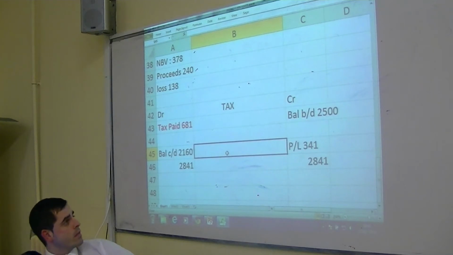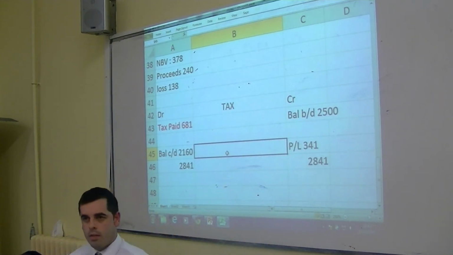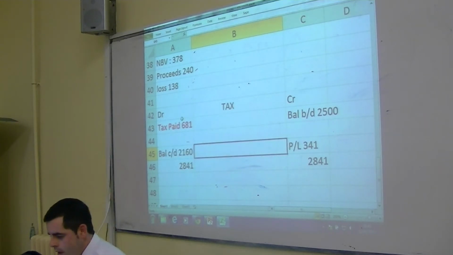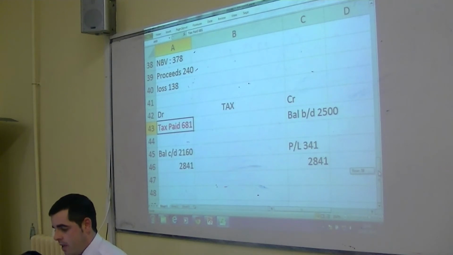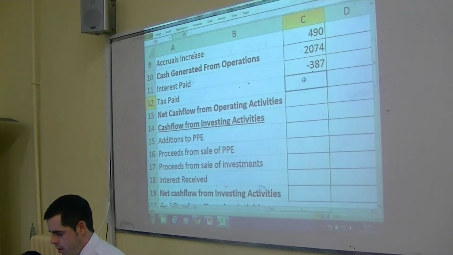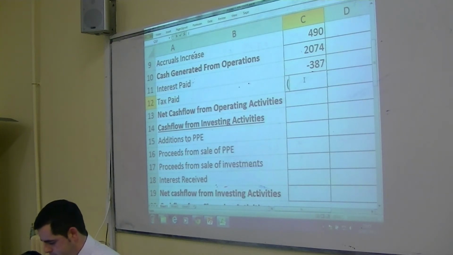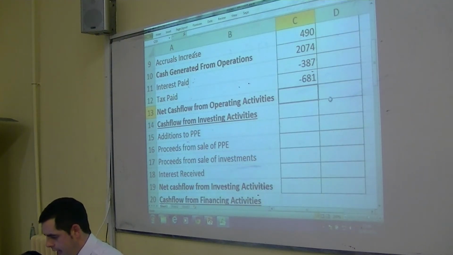Where did you get the 341 from? It's up on top, oh, sorry. Is that right? So tax paid 681. That's the figure we want. That'll go into our cash flow statement and we jump back up. 681. So what we're going to put in is our net cash flow from operating activities. That's going to go over to our second column because it's the total.